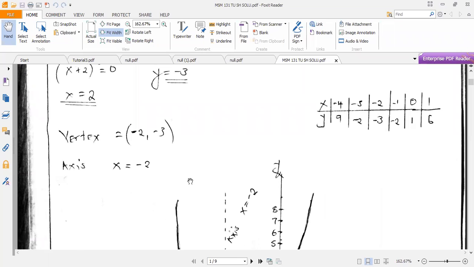And what is our axis? Our axis is the x value. So the x value of the vertex is your axis. So the axis is equal to negative 2.